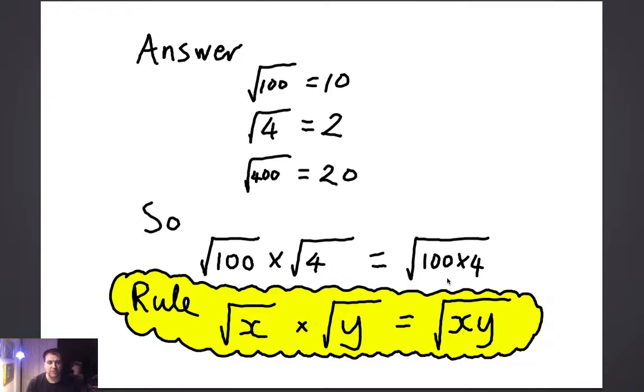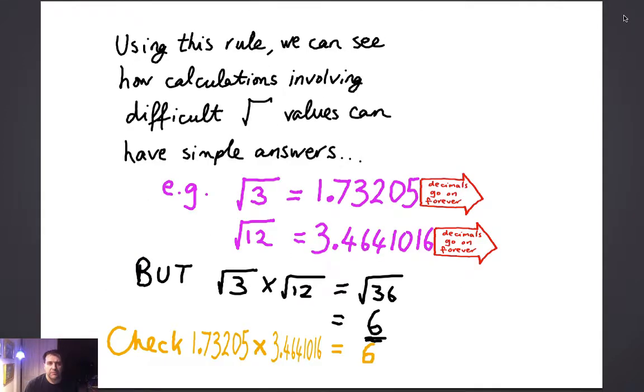So that gives you a general rule that the square root of x times the square root of y is the square root of x times y. If you've got two numbers square rooted and then you multiply those two things together, it's the same as multiplying them together first and then taking the square root of the whole thing. So using that rule, you can see how calculations involving different square root values can have simple answers.